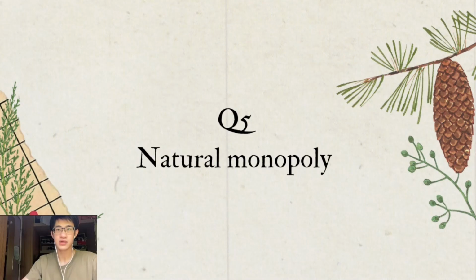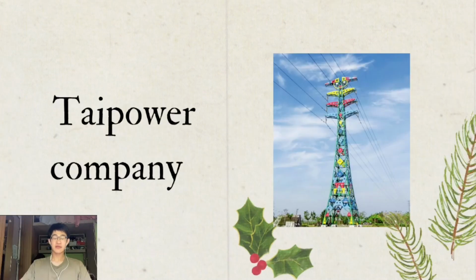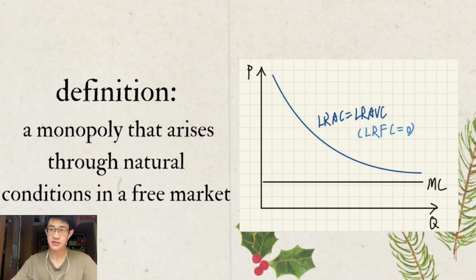Hello everyone, my name is Cai Boyu and I'm going to talk about question 5. The topic is a classic example of natural monopoly, the electricity company. In Taiwan, Taipower Company has been selling electricity for 70 years, but recently an amendment was passed, ending Taipower Company's 70 years of monopoly. The first question is about the definition of natural monopoly.